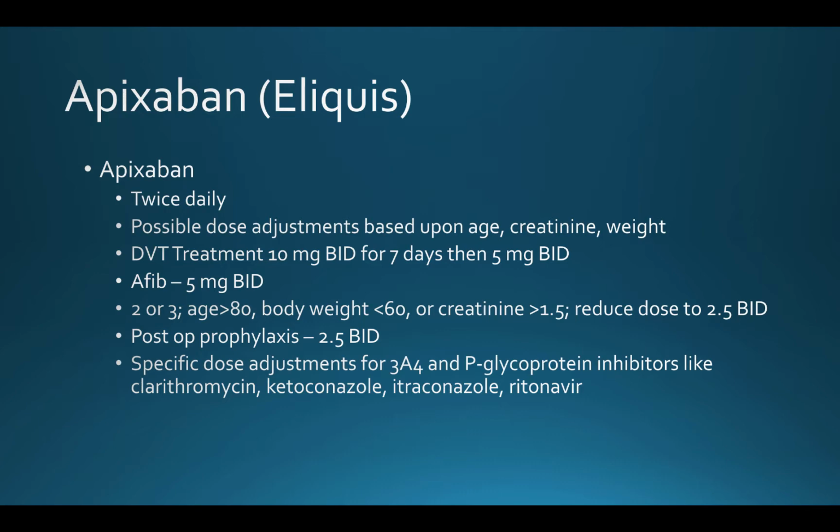Again, that's for atrial fibrillation, 2.5 twice a day in the setting of 2 out of those 3. There is different dosing for DVT treatment versus prophylaxis, so definitely take a look at that. Make sure you're aware of those dosing situations. There are also specific dose adjustments for 3A4 and P-glycoprotein inhibitors, so we don't totally get away from drug interactions with some of these medications for sure. Clarithromycin, ketoconazole, itraconazole, ritonavir, those drugs aren't used real often, but we definitely need to be aware of that.